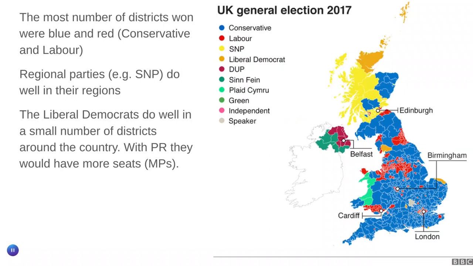The UK is a little unique too because there are regional parties that do well in the regions, especially the Scottish National Party. But you also have Sinn Féin in Northern Ireland, or the Unionist Party, also in Northern Ireland, or Plaid Cymru, the party indicated by light green, in Wales. The Liberal Democrats are not a regional party, but they do well in sprinkled places across the country. They would do even better if there was proportional representation, as we will see soon.